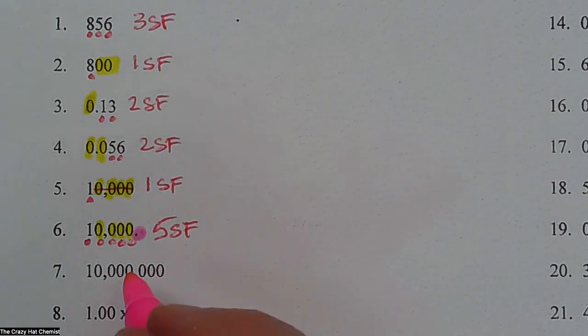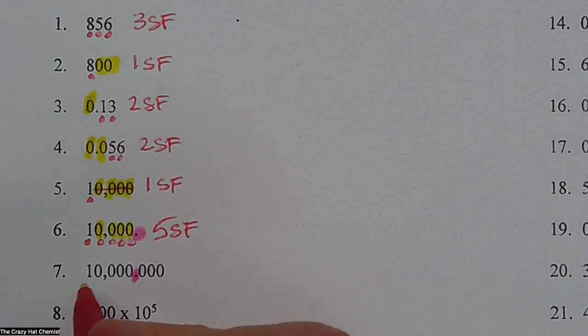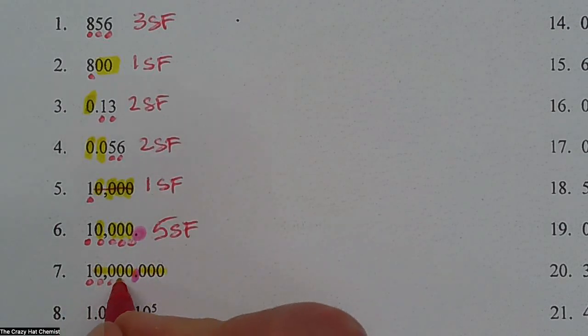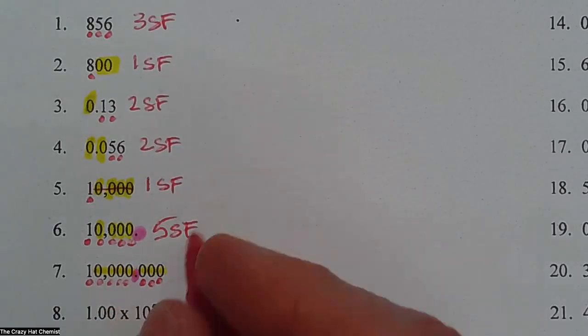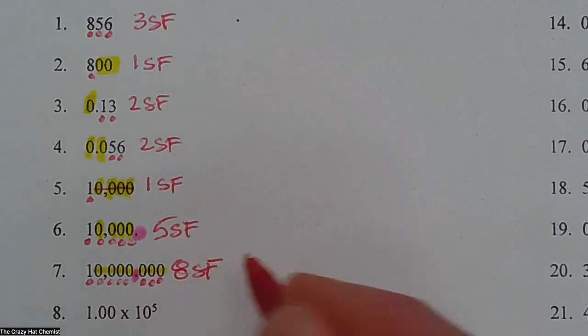Again, we have another number with a decimal in the number with trailing zeros. Non-zero integers always count, and then the rest of these zeros here are all trailing zeros. They all count. Why? Because there is a decimal in the number. So that's 3, 6, 7, 8 significant figures.